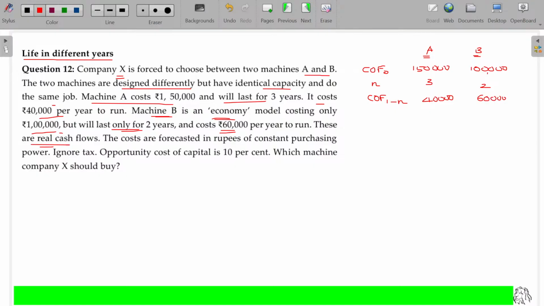These are real cash flows. Already, the cash flows are arrived at by adjusting for depreciation and all, so you don't need to further worry about depreciation. The costs are forecasted in rupees of constant purchasing power. Ignore taxation, so we never bother about taxation. The rupee is also based on constant purchasing power, so it means you have to adjust for the rate of interest only.